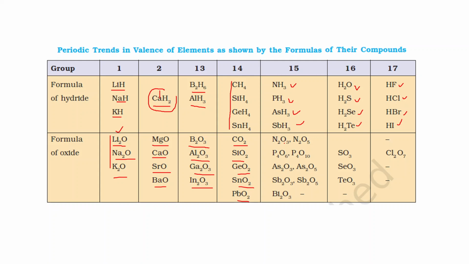Now in case of group 15 elements, they show valency of 3 and 5. That's why two types of oxides are there: N2O3, N2O5, P4O6, P4O10, As2O3, As2O5, Sb2O3, Sb2O5, Bi2O3. Group 16: this is SO3, SeO3, TeO3. And group 17, Cl2O7.